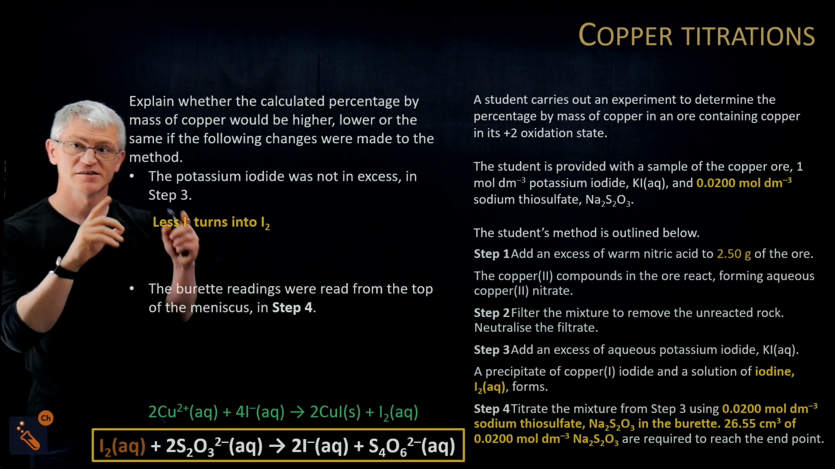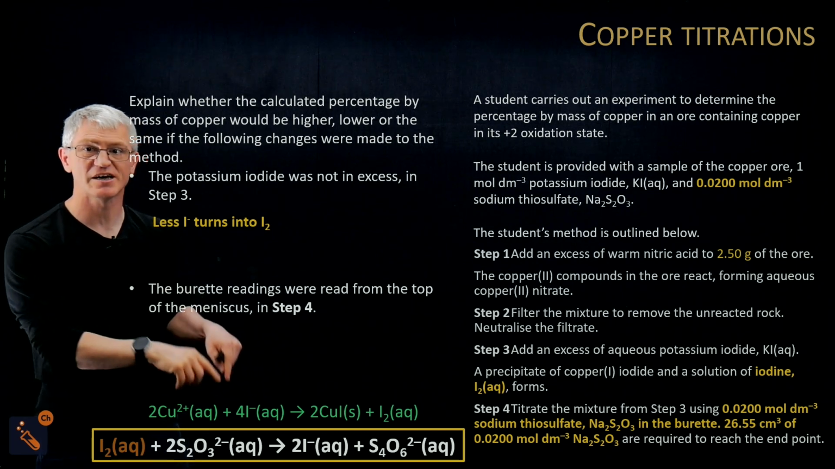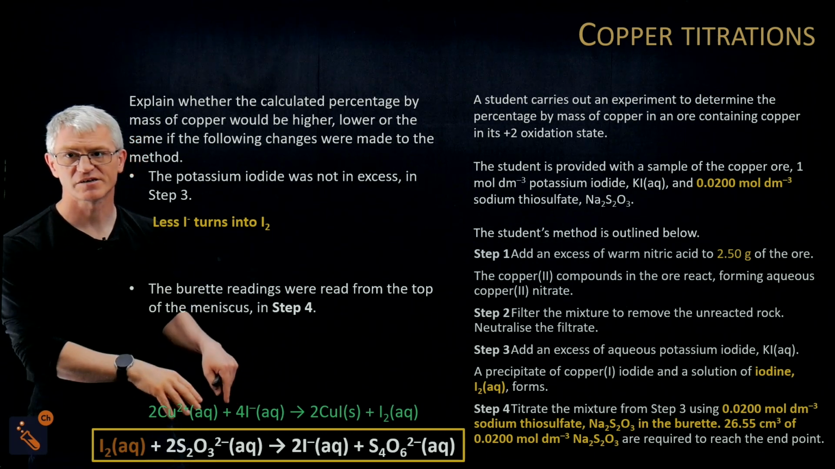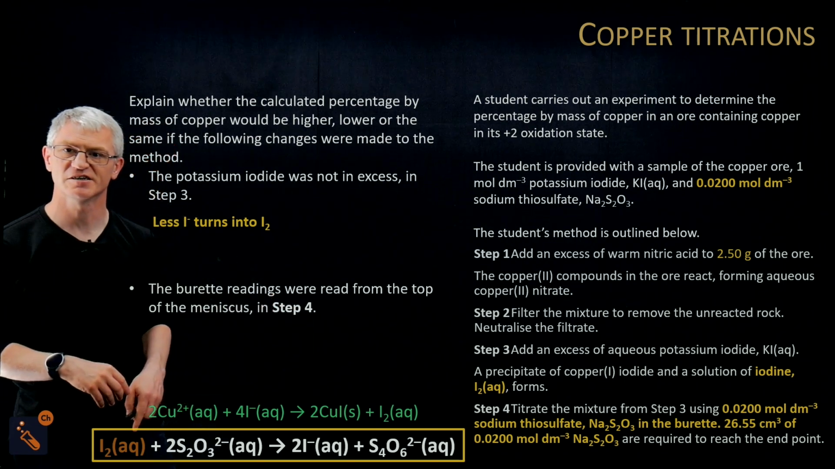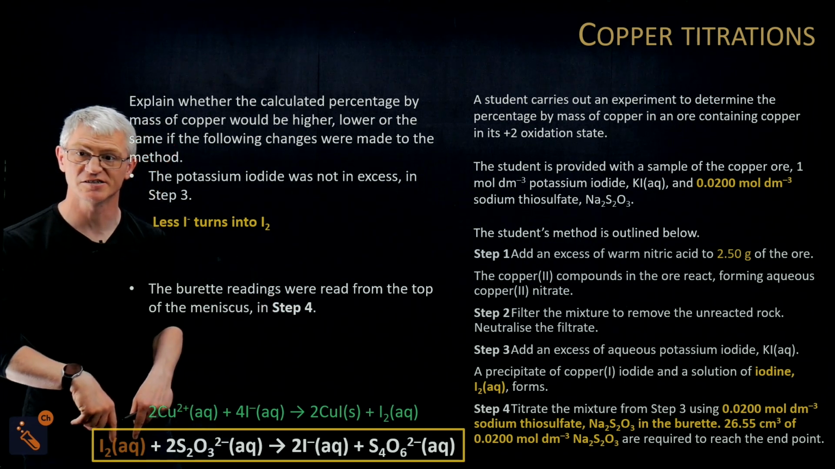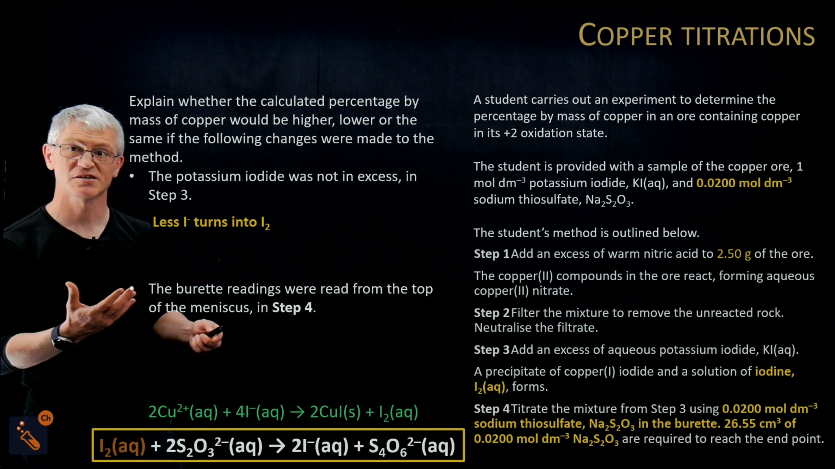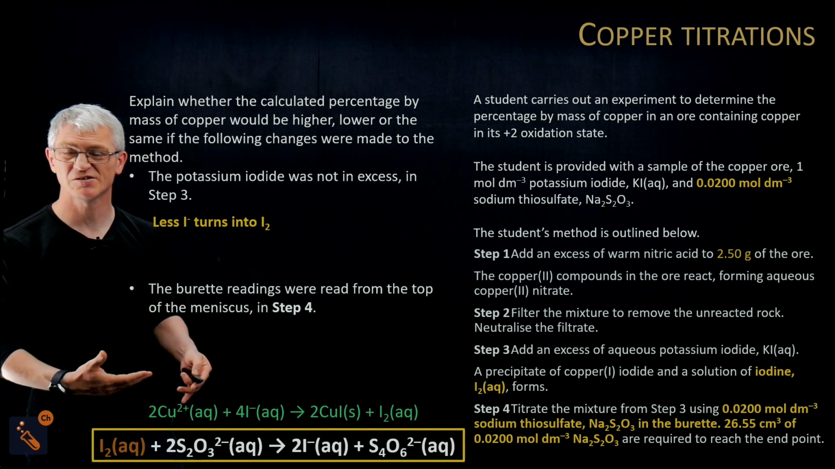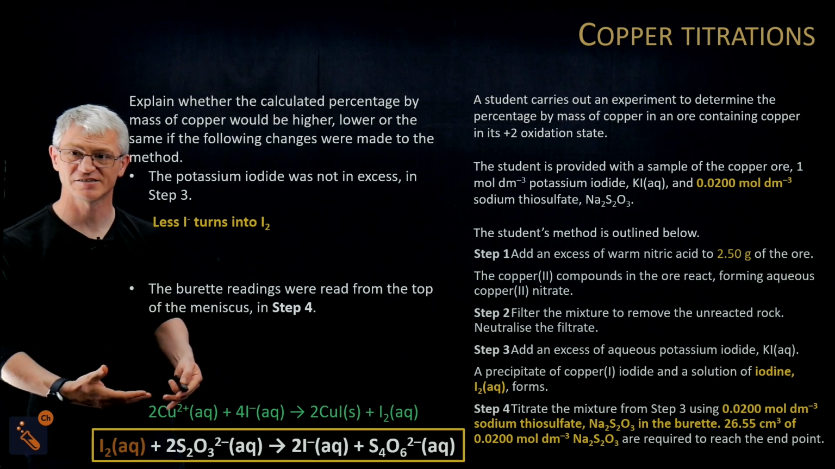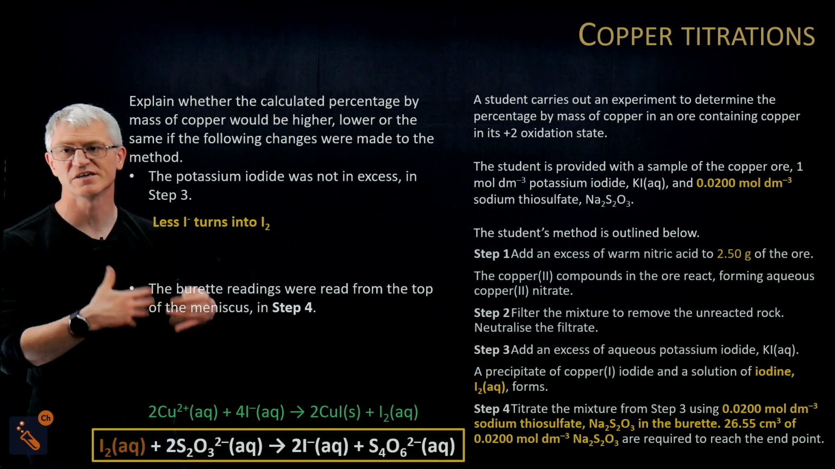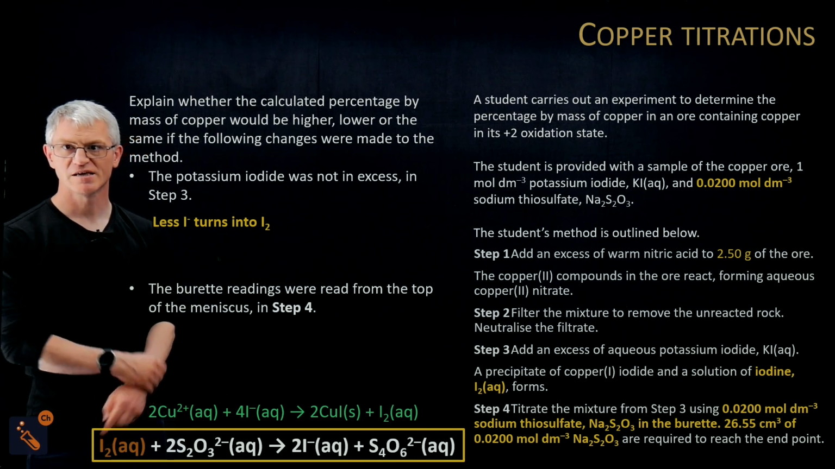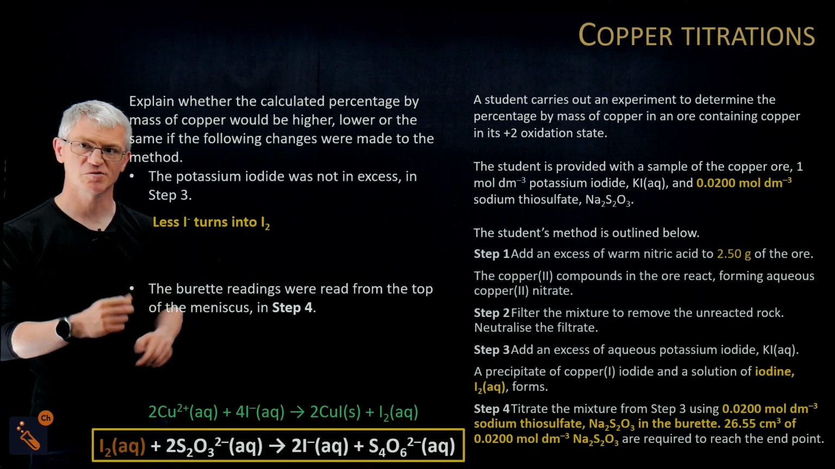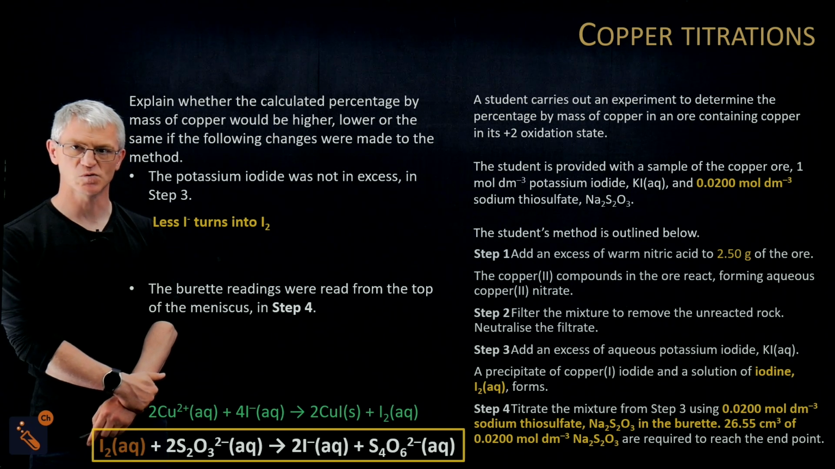If you're adding, remember you're adding iodide here, if you don't add all the iodide, you won't convert all the copper. If you don't convert all the copper, you won't get as much iodine, which means you get less iodine here, which means you have less thiosulfate, therefore less copper by percentage. The burette readings were read from the top of the meniscus in step 4.